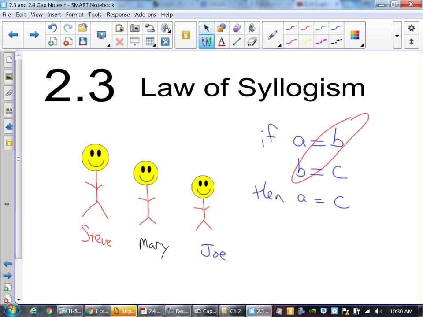So can you say like Steve is smaller than Mary, but Mary is taller than Joe? There would be no way to figure out if Steve's taller than Joe. If it says Steve is shorter than Mary and Mary is taller than Joe, how would you know if Steve and Joe are the same? You're right. Then you would have no conclusion. There's no way of knowing without more information.